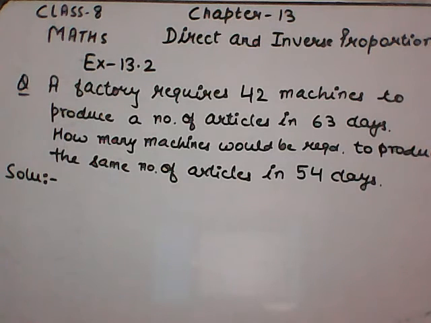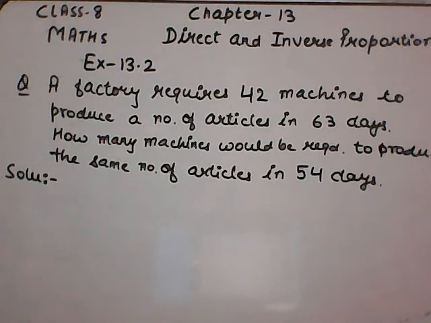In this question, a factory requires 42 machines to produce a number of articles in 63 days. That means the machines take 63 days to produce a particular number of articles. How many machines would be required to produce the same number of articles in 54 days? That means if we reduce the number of days, then how many machines would be required? You have to produce the same number of articles. If we reduce the number of days, that means machines would be increased.